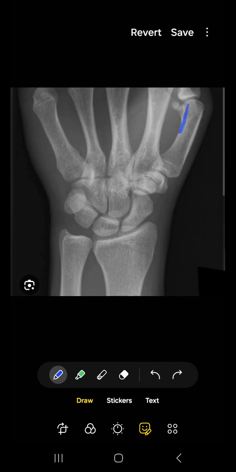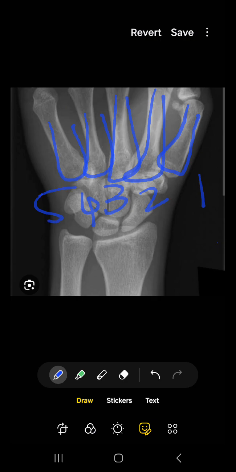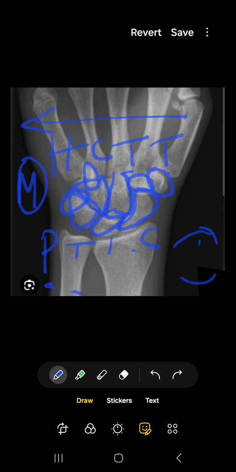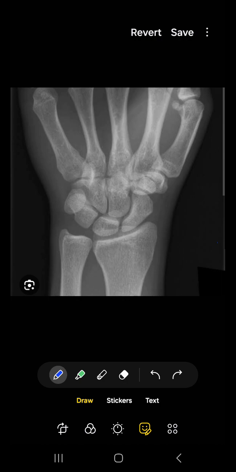Also, we can make out the metacarpal bones. It's the base of the metacarpal, what I am drawing now. Starting from first metacarpal, second, third, fourth, and fifth metacarpal bone. Also, we can note at the head of the metacarpal, especially the first metacarpal, we can make out the sesamoid bones within flexor pollicis brevis muscle. We can also see the proximal phalanx of the thumb. So all this is normal.